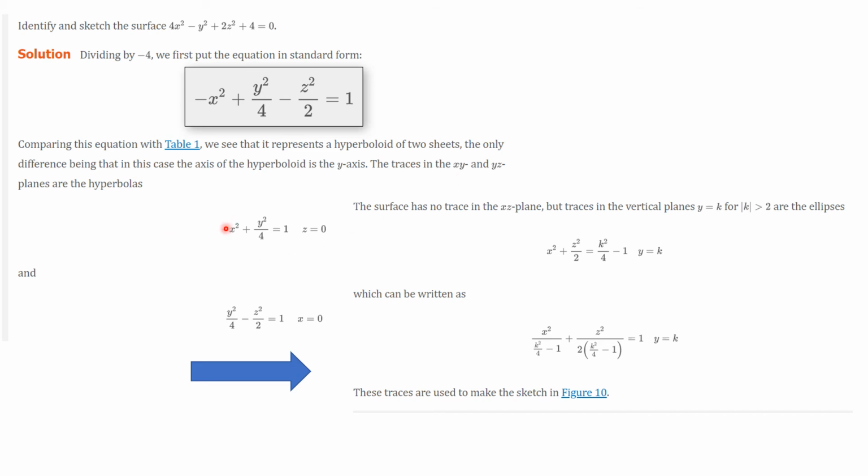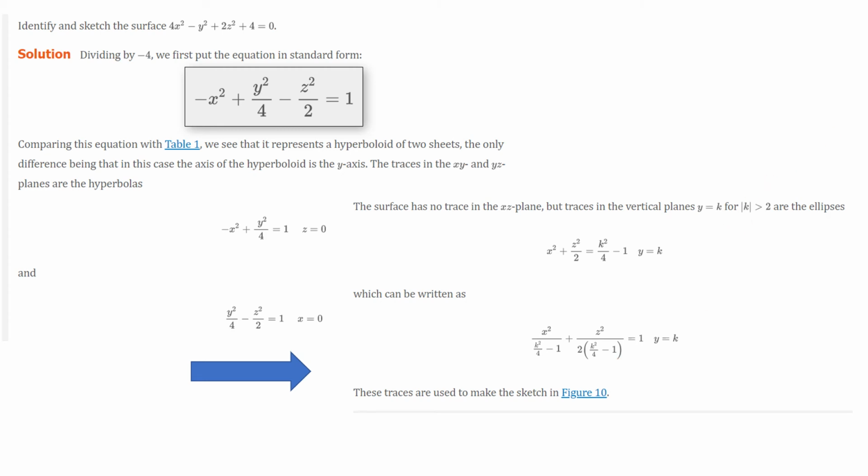This one and this one. Now the surface has no trace in the xz plane, but traces in the vertical plane y equals k when k is greater than 2 are these ellipses. This ellipse, which can be written in this way, and that is when the absolute value of k is greater than 2.